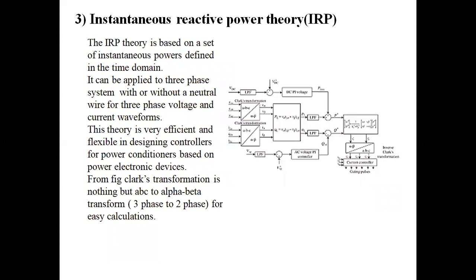From this figure, we can see that there is a Clarke transformation, which is nothing but ABC to alpha beta, which transforms ABC, that may be voltage or current, into two phase, that is alpha beta: V alpha, V beta, or else I alpha or I beta. With the help of formulas, we can calculate the real and reactive power. By using filters, we can eliminate the harmonics present there, and it can be converted back to three phase to generate pulses with the help of inverse Clarke transformation. This is all about instantaneous reactive power theory.